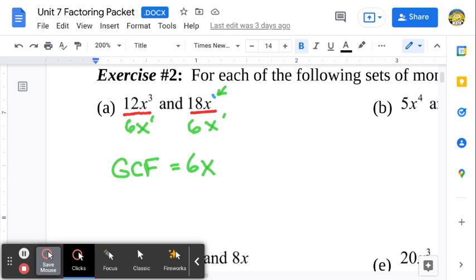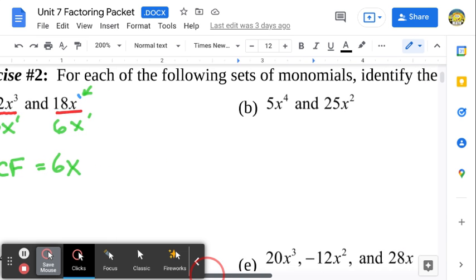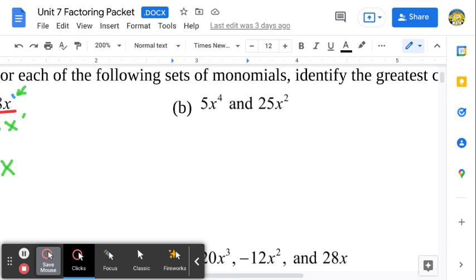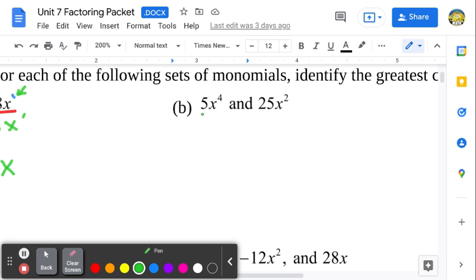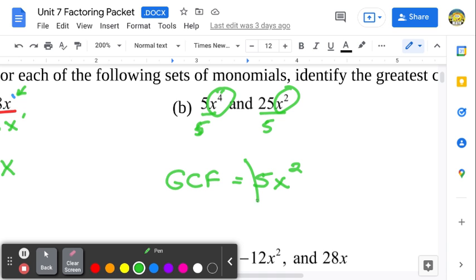Let's look at letter B, and then you are going to try the rest. So we have 5x to the 4 and 25x squared. The biggest number that goes into 5 and 25 is 5. So for the GCF, we got a 5, and we have an x to the 4 and an x squared. Smallest exponent is x squared. That is our GCF. Now, again, pause the video. Try C, D, E, and F. And then I will show you my key and work through some of these problems.